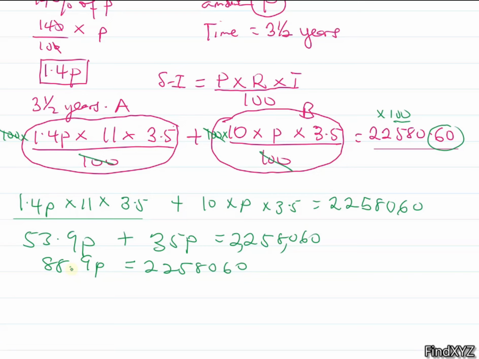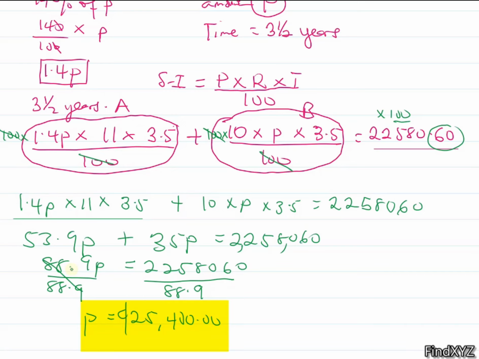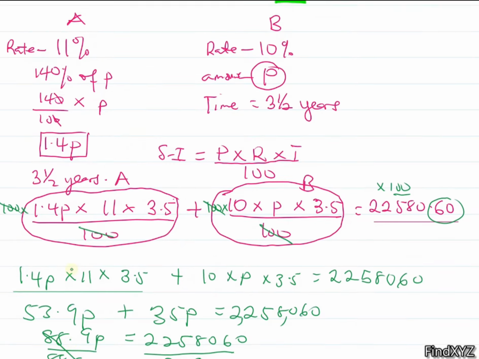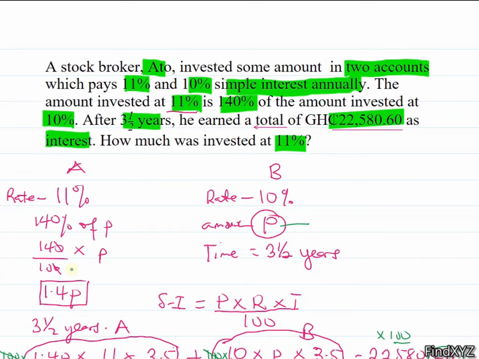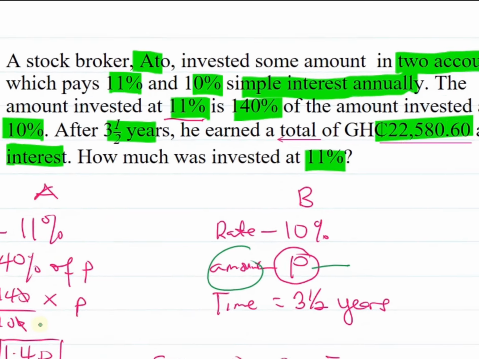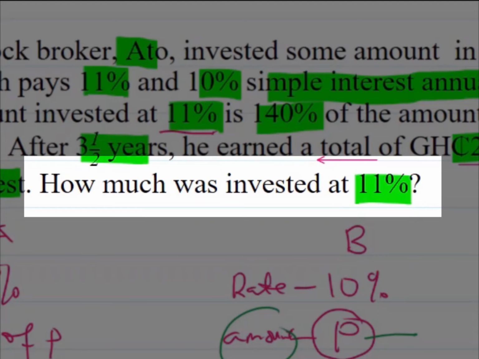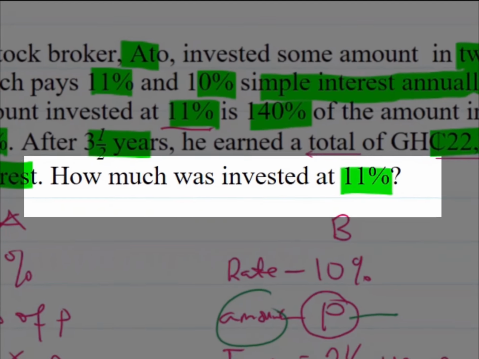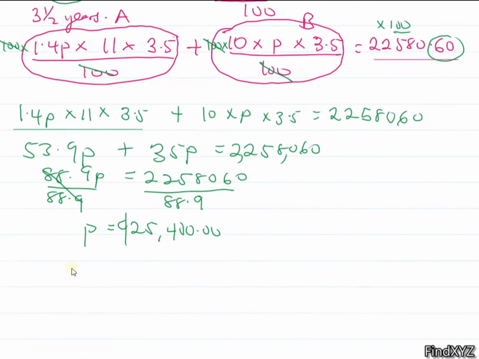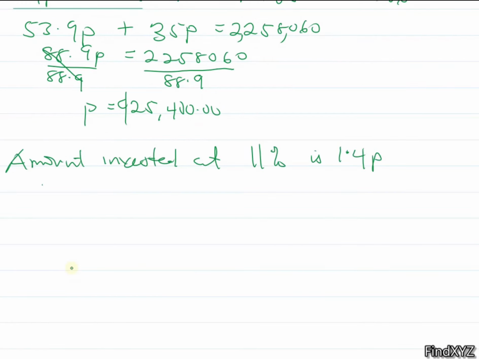This should be equal to 2,258,060. Because we are looking for P, which is the principal for account B, we divide both sides by 88.9. Then P is equal to 25,400 cedis. So this is the amount invested in account B, because in account B, we represented the amount by P. But we have been asked to find how much was invested at 11%. Now the amount invested at 11% is 1.4P. We know the value of P now, so we can say 1.4 times P. Now what is P?